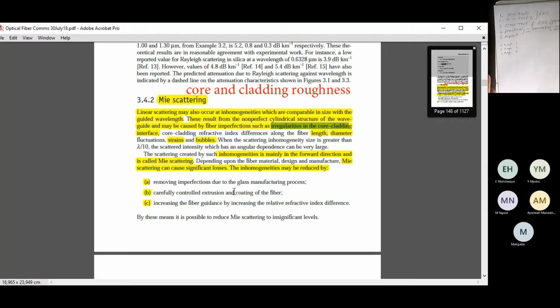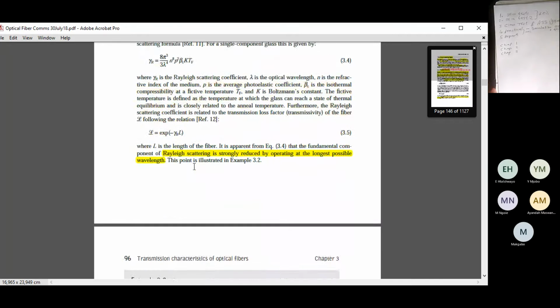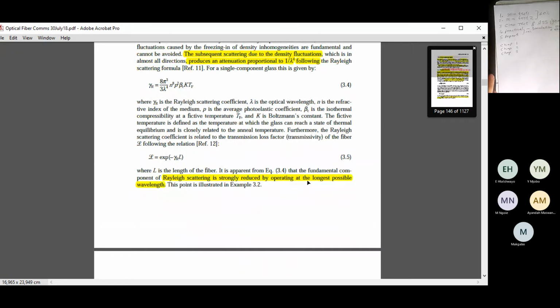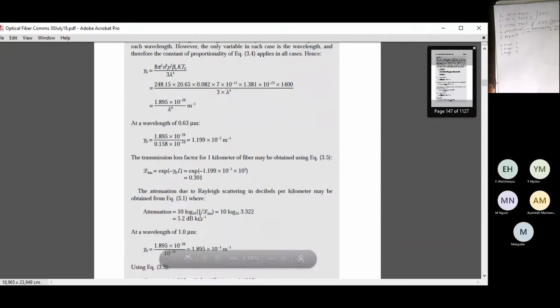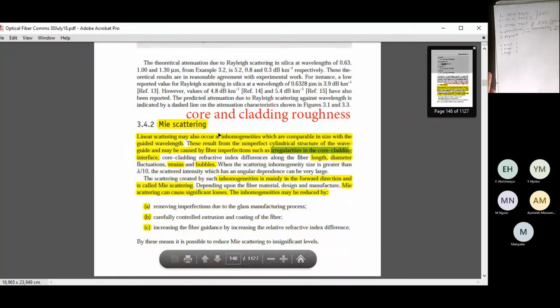See how you can reduce it. How do we reduce Rayleigh scattering? You still remember? Rayleigh scattering is reduced by operating at the longest wavelength. Do you see the difference between Rayleigh and Mie? You must know this theory. You must know these things. I will ask them.